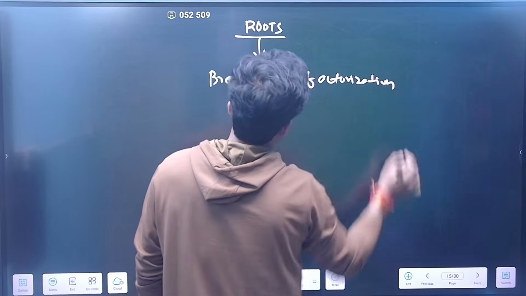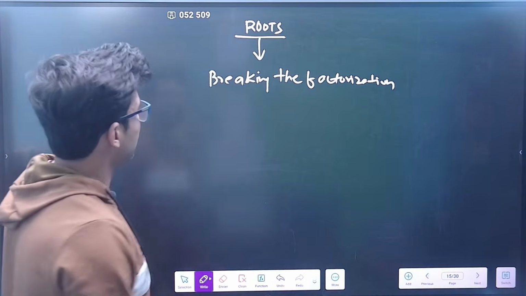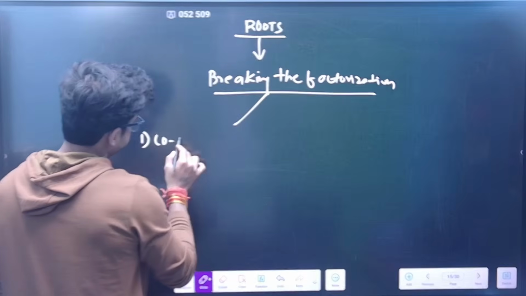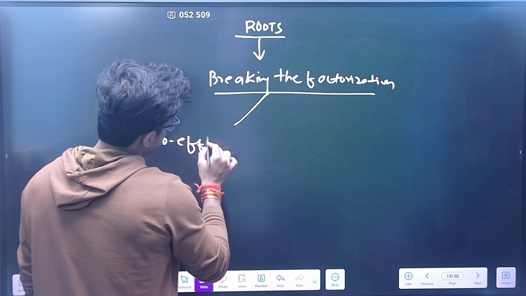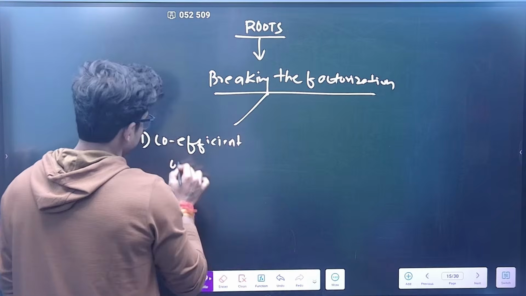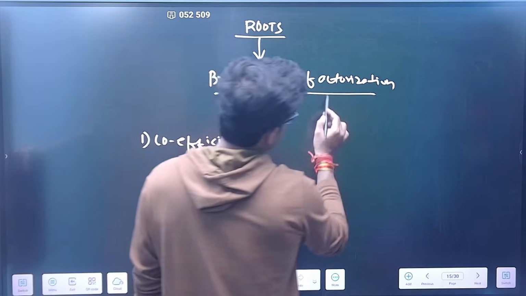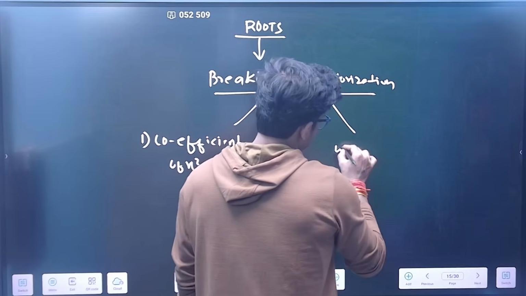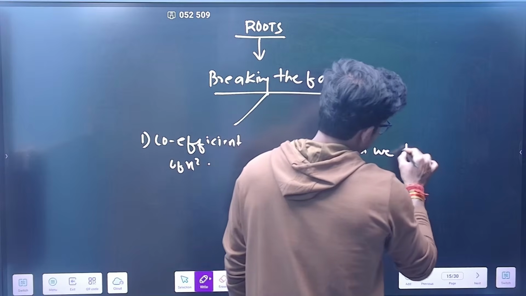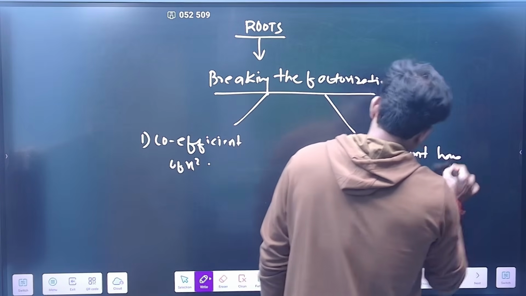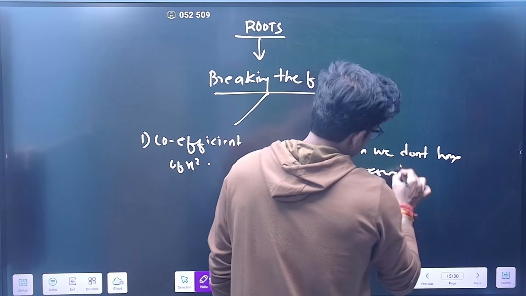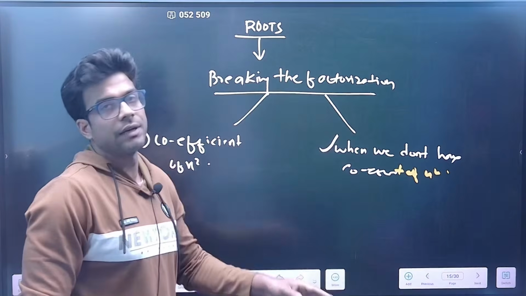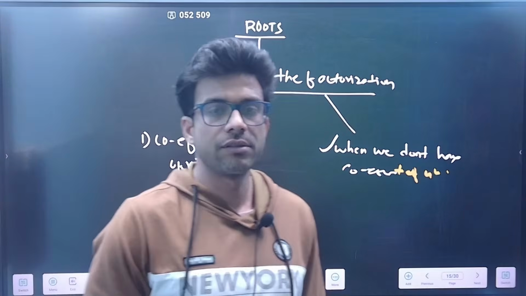And as I said, factorization consists of two parts. First is when there is a coefficient of x square, and second is when we don't have a coefficient of x square. I always said this part is easy as compared to the other part. We will take an example and then we'll solve.